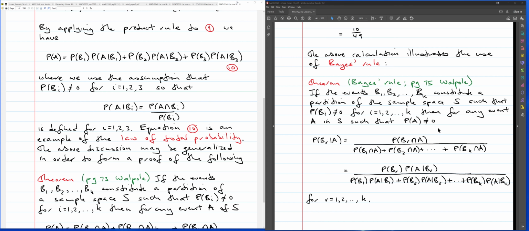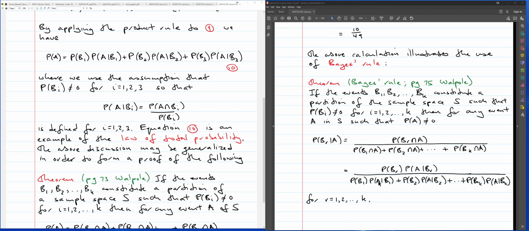Okay, and then similarly, we have some event A in S, and we want the probability of that to be not equal to zero, because again, what we're looking at is a conditional probability now, given A has occurred. So for the same reason, we want this probability to be non-zero.